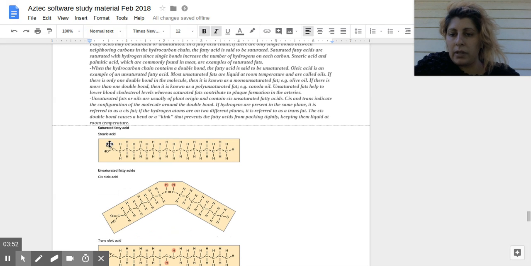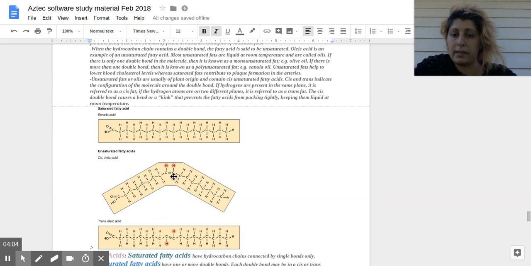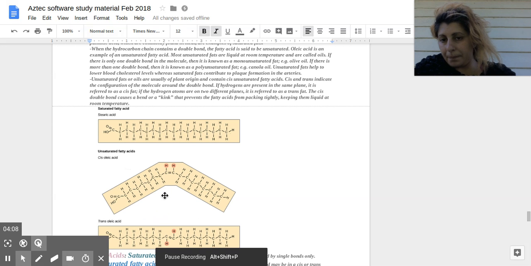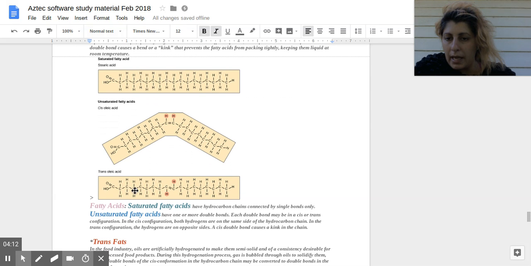So shown here, saturated. Stearic acid is an example. Unsaturated here, cis oleic acid. So it has a double bond here. Cis, hydrogens on the same plane. Trans oleic acid, the hydrogens are in opposite planes.